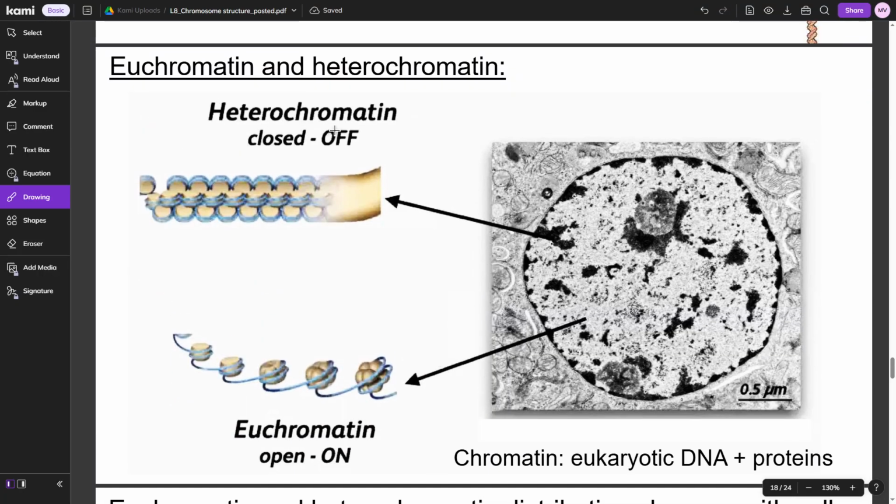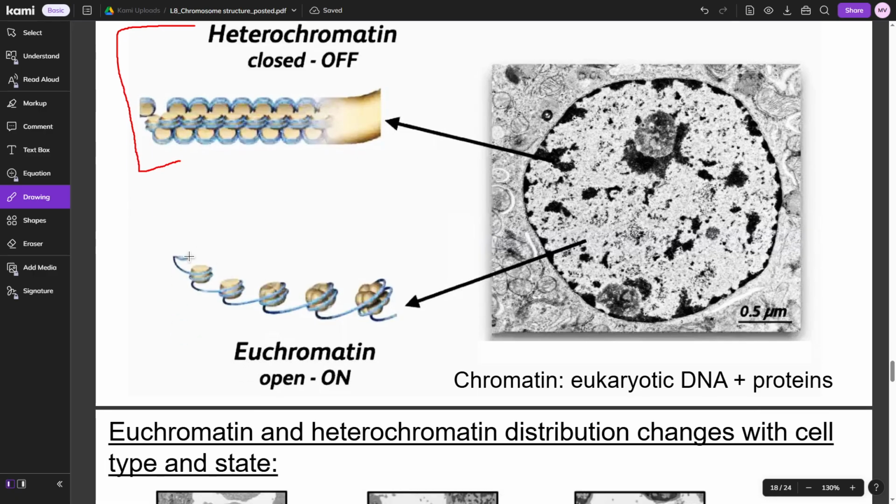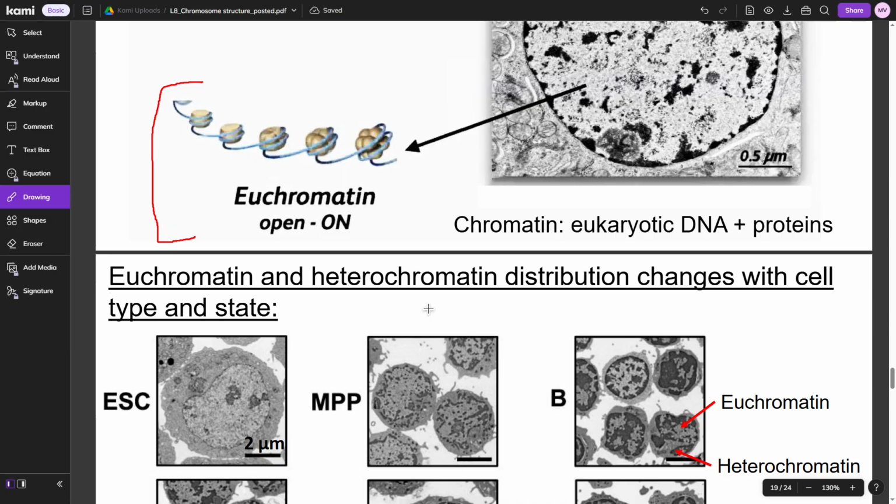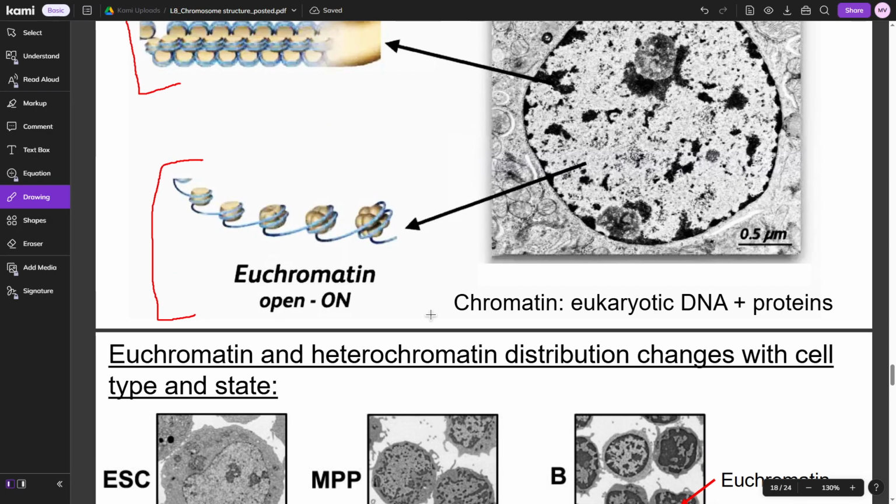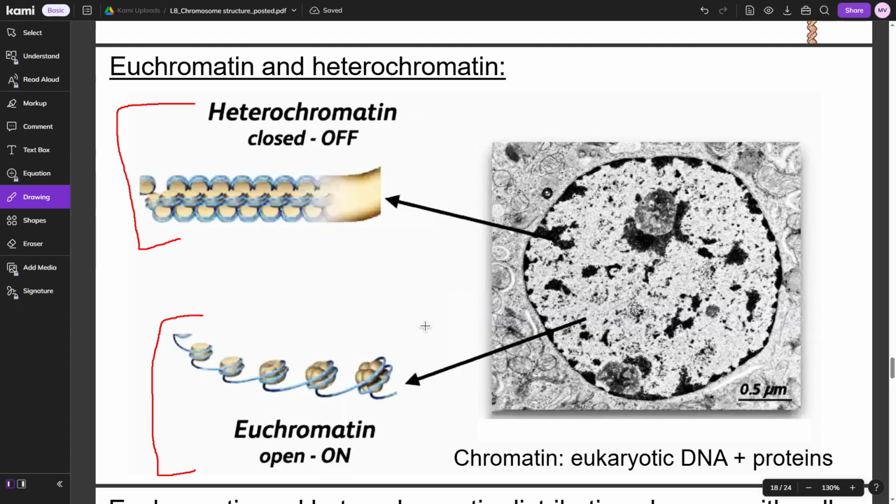Okay, so the difference between heterochromatin and euchromatin. Heterochromatin is closed off, and you are not able to do any sort of binding or transcription. You can't do anything like that. But euchromatin is the open form, and it is the way that we're able to do transcription and do things with the DNA, including transcription and going into translation. So if you want to transcribe a gene, you cannot do it while it's in the heterochromatin form. It's got to be in the euchromatin form, where it's open.